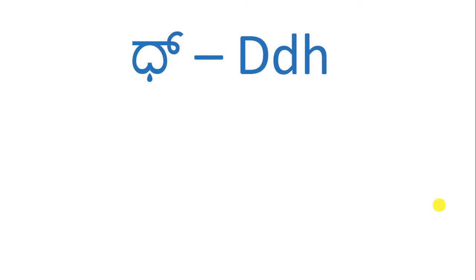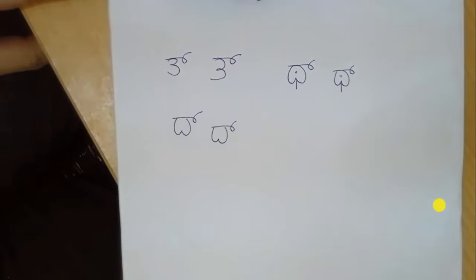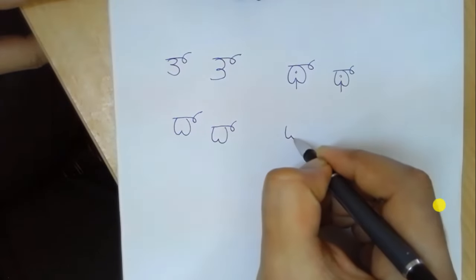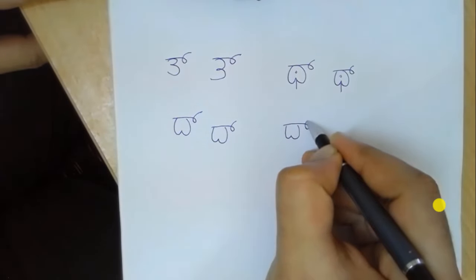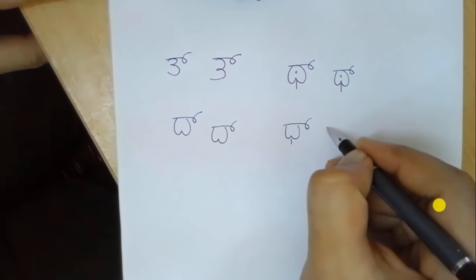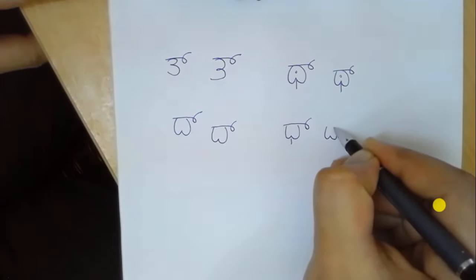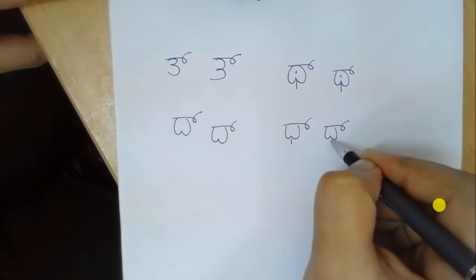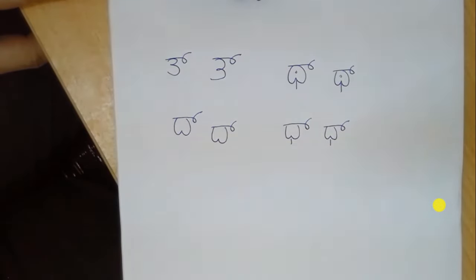Now let us see the next one, the heavier version of the previous one. It would sound like dh. There are no English words which can be given as an example for this. So let us see how to write this root consonant. You write it like this. It is similar to the previous one, but then there is a tail in the bottom. And that is how you write it.